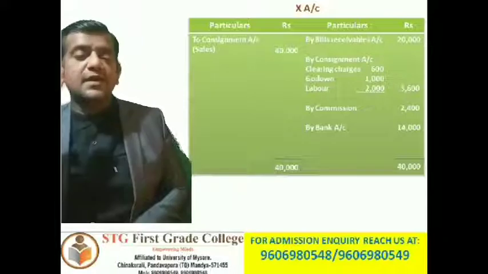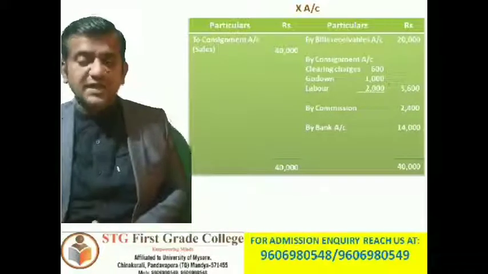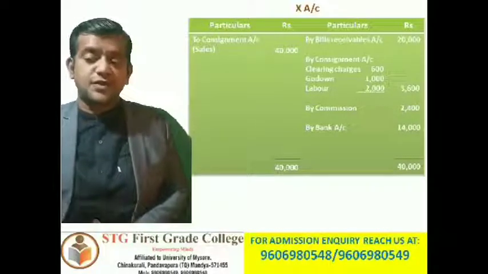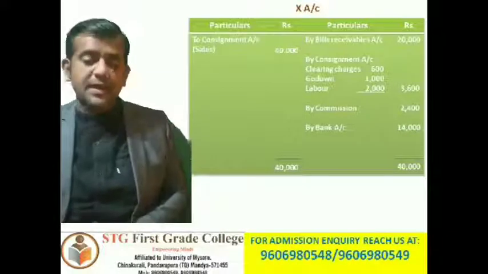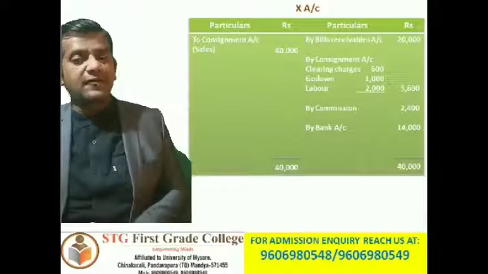Now check which side is greater. Obviously here the debit column is greater, that is 40,000 rupees. So find the difference. The difference is 14,000 rupees. That has to be transferred to the bank account. So make a note of that: by bank account 14,000 rupees, both sides 40,000 and 40,000.